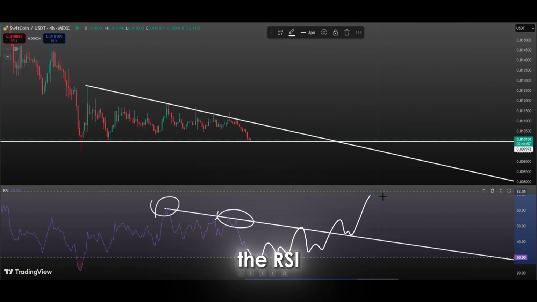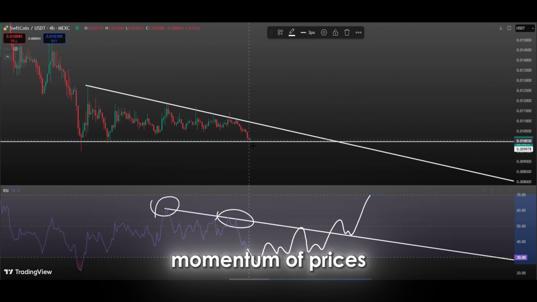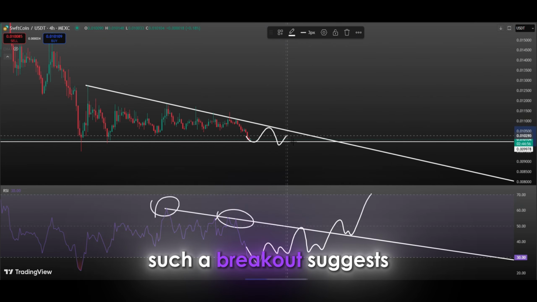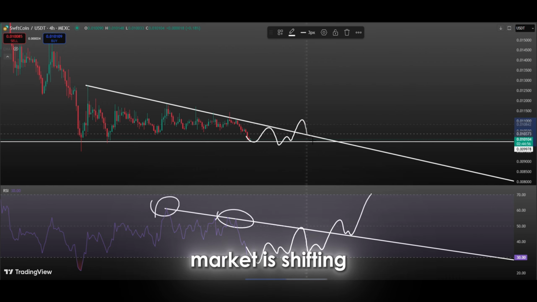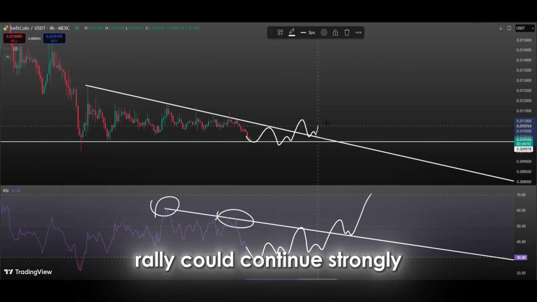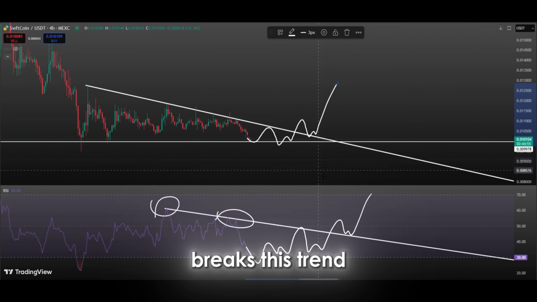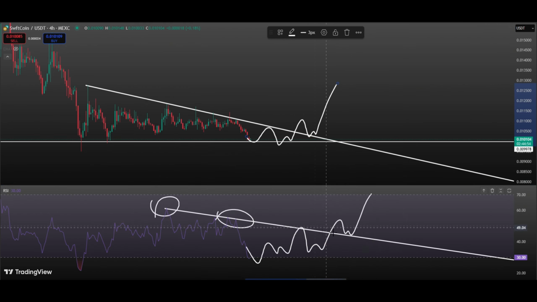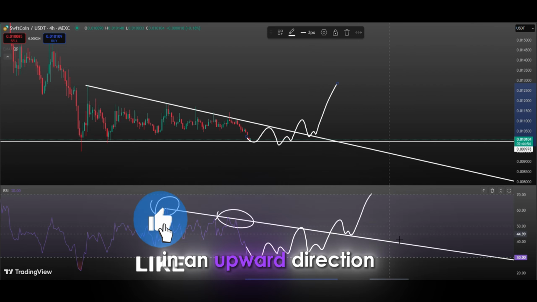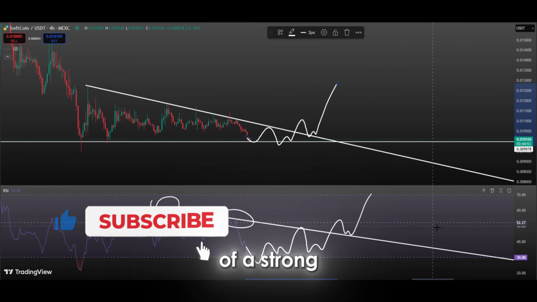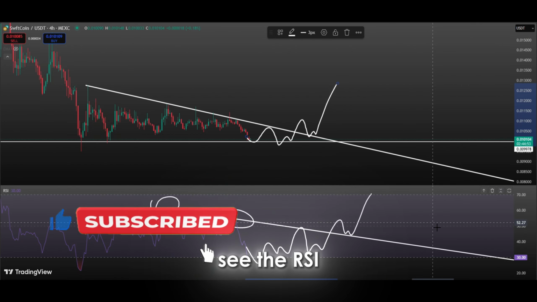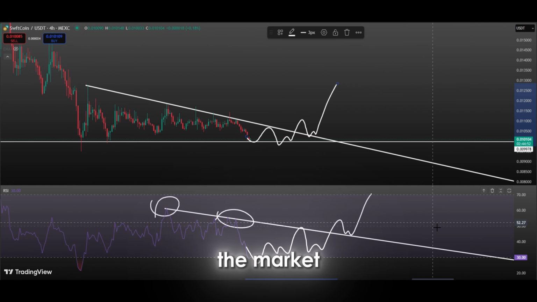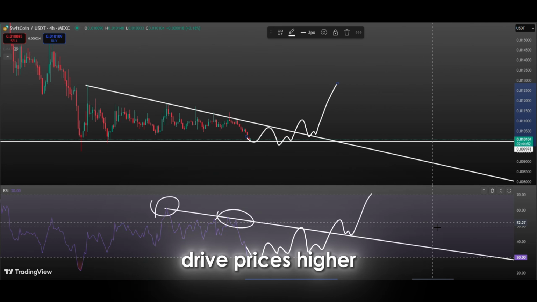This is because the RSI, while measuring the momentum of prices, is also an indicator that reflects the overall market sentiment. Such a breakout suggests that the overall mood of the market is shifting and that the rally could continue strongly. If the RSI breaks this trend and moves upward, it is expected that the price will follow the same movement. This could mean an acceleration of the price in an upward direction and the initiation of a strong buying wave. As more investors see the RSI breaking this critical level and gaining strength, they will likely begin to enter the market, which could naturally drive prices higher.